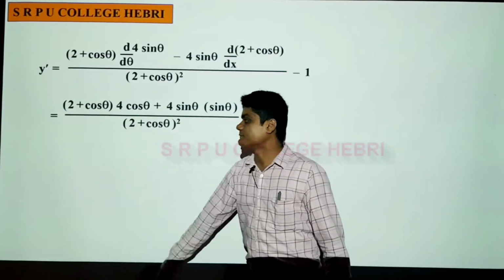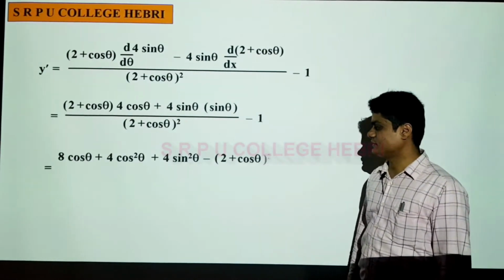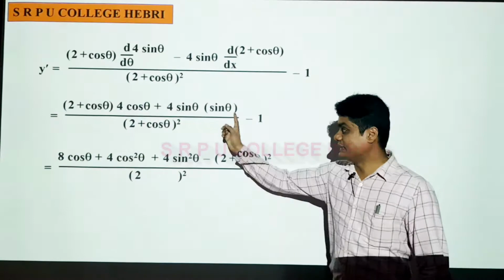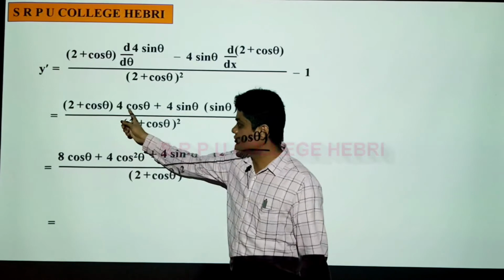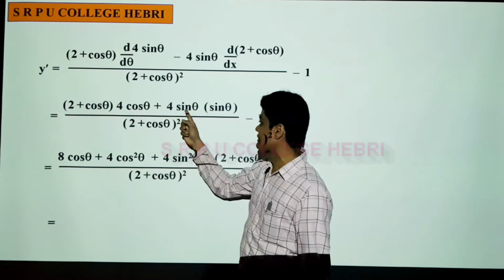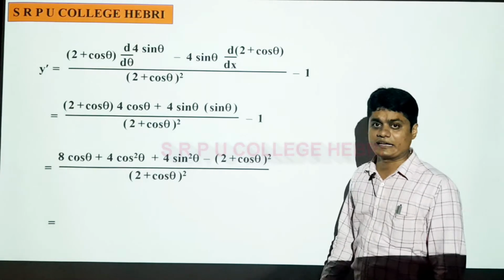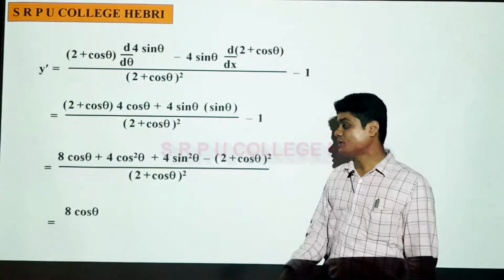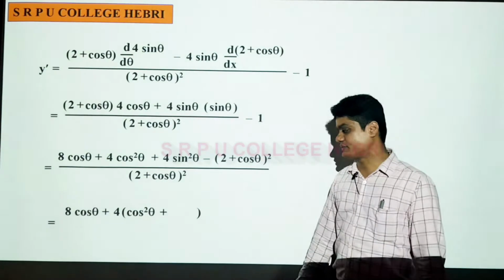First you simplify the numerator. Just multiply, right? And take the LCM; both can be done together. Multiplying and taking LCM can be done together, like this. How did it come? 2 into 4 is 8 cos theta, and here cos square theta. This is simple. What is 4 cos square theta plus 4 sin square theta? Yes, sin square theta plus cos square theta is 1, so it becomes 4. So 8 cos theta plus 4 cos square theta plus... you can skip this step, nothing to worry about.